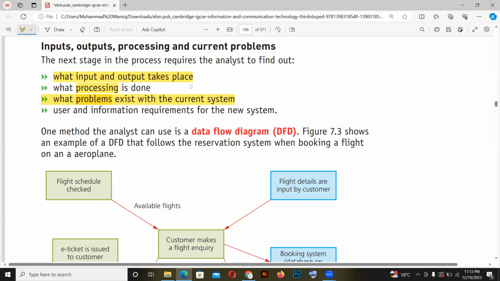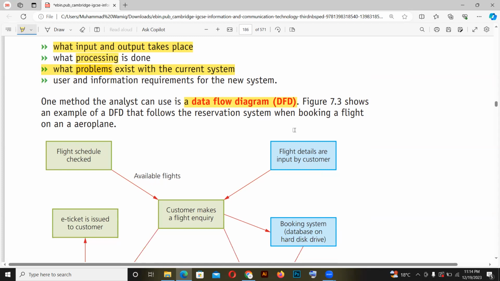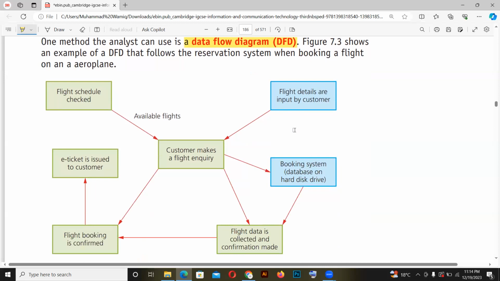So one method that a data analyst can use is that they can take help of a data flow diagram, or DFD. This is basically an example of a diagram that follows the reservation when booking a flight on an aeroplane. So that's just an example of a DFD, a data flow diagram. And as the diagram says, it is showing you in which direction your data is moving.